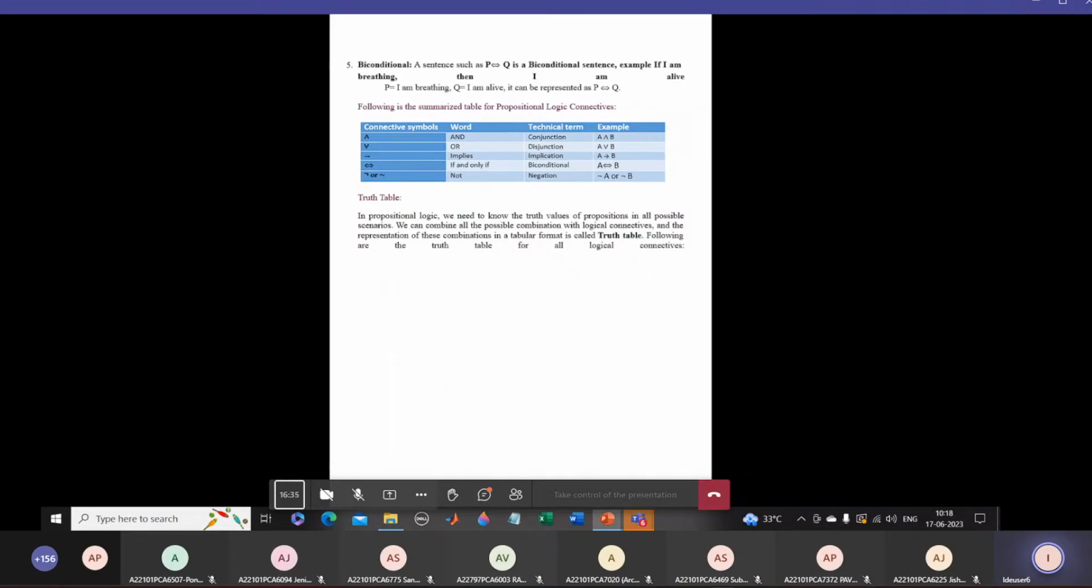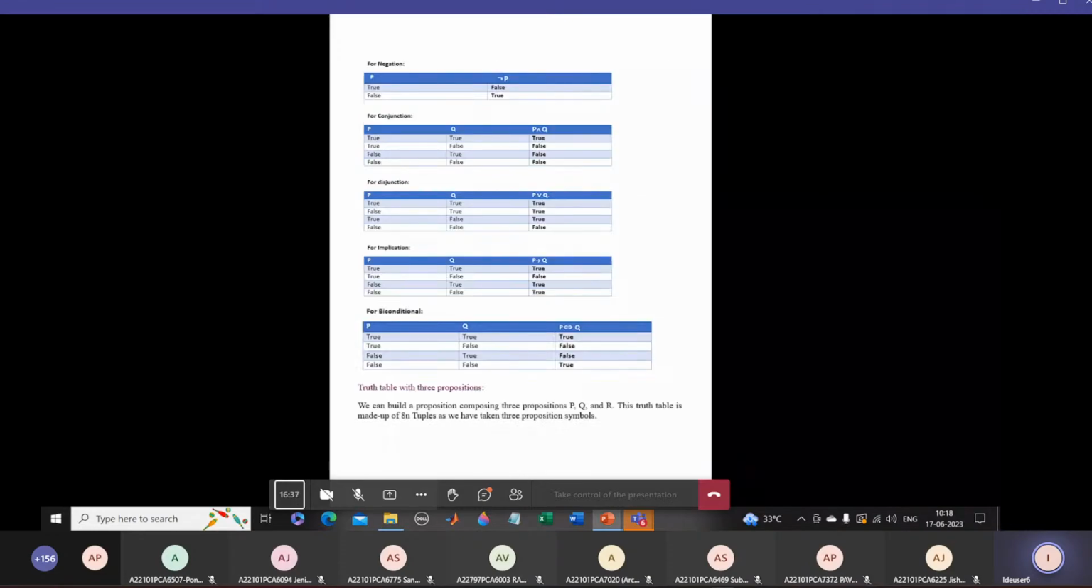And you can have a truth table for this. See, for the negation, if P is true, the negation of P is false. Look at the symbol: the tilde sign or a similar symbol can be used for negation. Conjunction is the and operation, so only when both are true do you get true. Otherwise, it is false. Disjunction is or, and for or, if any one is true, you get true.